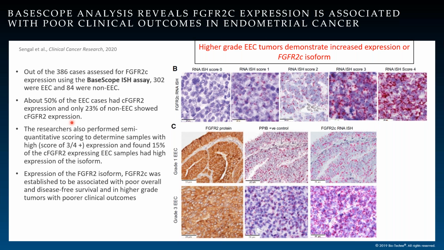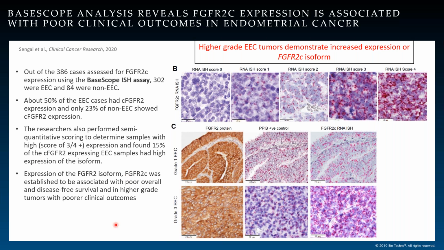Since they did scoring, they were able to establish that over 15% of the EECs that showed FGFR2C expression had high FGFR2C expression, with a score of either 3, 4, or plus, indicating that a high degree of expression of the C FGFR2 isoform was seen in the EEC type of samples. So this allowed them to show that the C form of FGFR2 in turn was playing some role in promoting the EEC tumor growth. And they went a step ahead again and compared different grades of these EEC tumors.